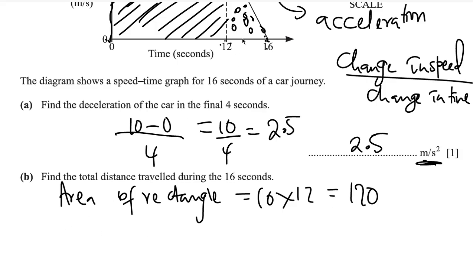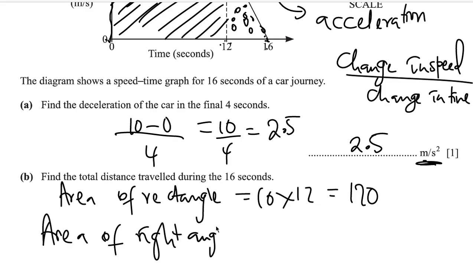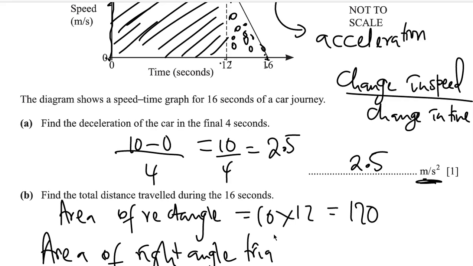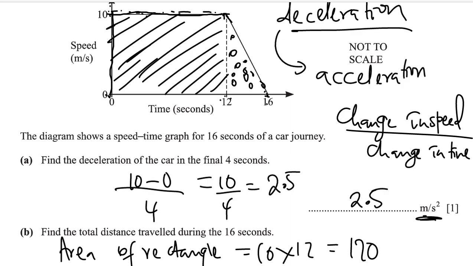And then we have the right angle triangle, and that's going to be the area of the right angle triangle, right? And for it to be right angle, that means the angle here is 90 degrees. And what's the area of a triangle? That's simply half times base times height times sine theta, right? But since theta is 90 degrees, sine 90 is 1, right?